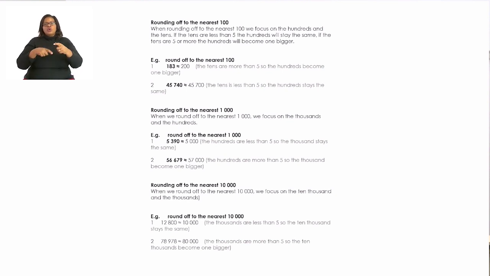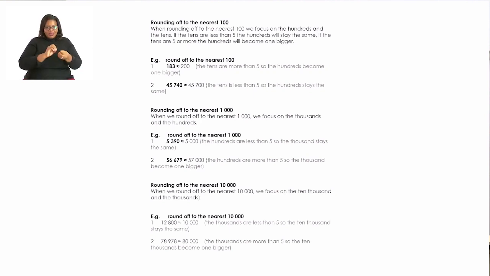And lastly, we have rounding off to the nearest 10,000. When we round off to the nearest 10,000, we focus on the 10,000 and the thousands. For example, 12,800 rounded off to the nearest 10,000. Let's read. The thousands are less than 5, so the 10,000 stays the same. My 1,000 is a 2. Are we together, my friend? We see the 1,000 is a 2, and that cannot change the 10,000. The 10,000 stays the same, and 12,800 rounded off to the nearest 10,000 becomes 10,000.